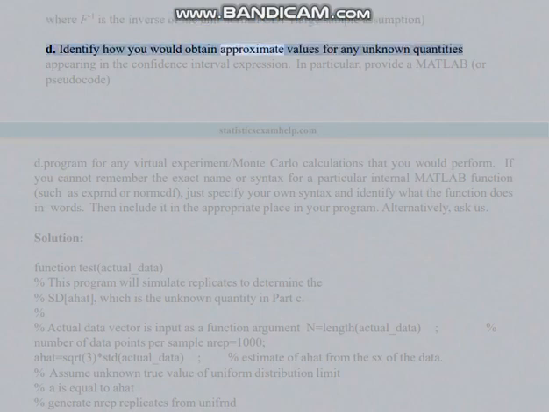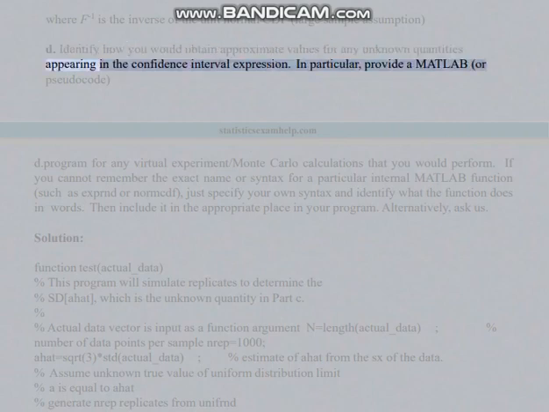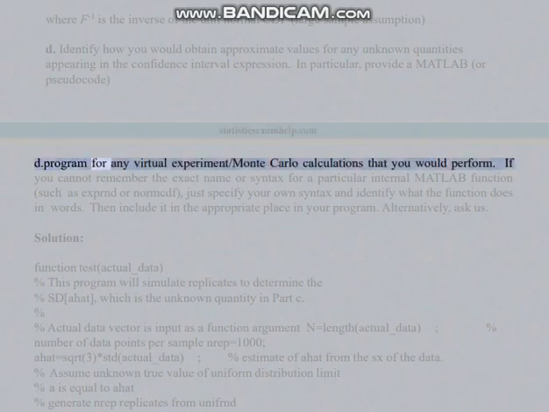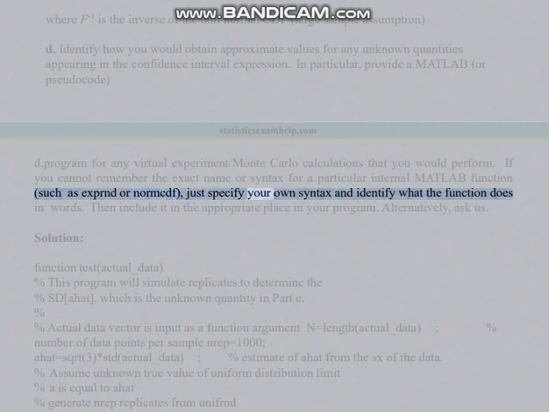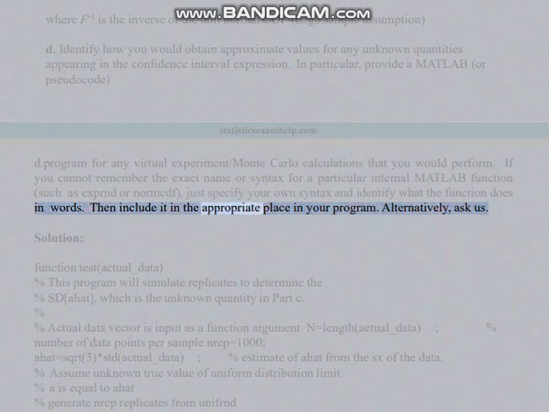D. Identify how you would obtain approximate values for any unknown quantities appearing in the confidence interval expression. In particular, provide a MATLAB or pseudocode program for any virtual experiment or Monte Carlo calculations that you would perform. If you cannot remember the exact name or syntax for a particular internal MATLAB function, such as rand or norminv, just specify your own syntax and identify what the function does in words. Then include it in the appropriate place in your program. Alternatively, ask us.